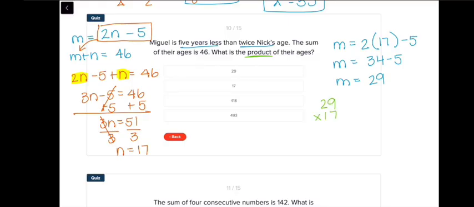Your final answer will be the product of their ages. So we're going to take 29 and multiply it by 17. 9 times 7 will be 63. So we're going to have 63, carry the 6. That's going to be 14 plus 6 will be 20. And then 9 and 2, we add that up, and we get 3, 9, 4. So the product of their ages will be 493.